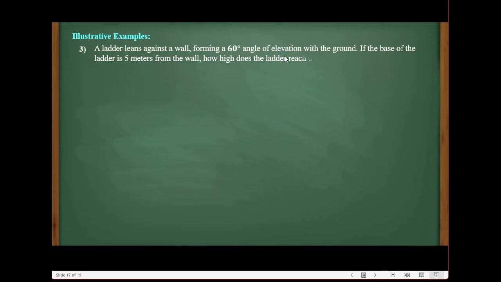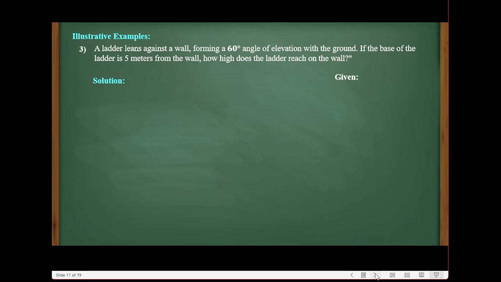For our third example word problem, we have a ladder that leans against a wall, forming a 60-degree angle of elevation with the ground. If the base of the ladder is 5 meters away from the wall, how high does the ladder reach on the wall? Again, we analyze the problem by preparing an illustration.